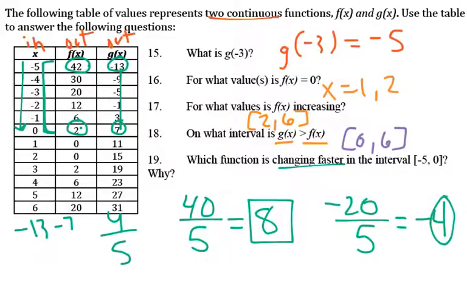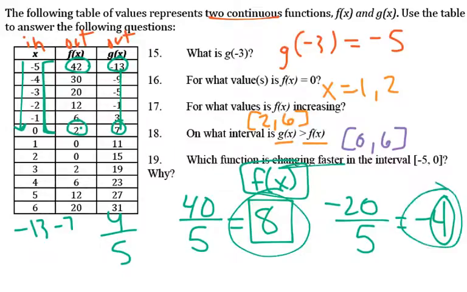Is 4 faster than 8? No. So f of x is changing faster because its slope, its average rate of change, is greater than that one. And had this been negative 9, we would have chosen g of x. But because of negative or positive, we're not really thinking about that. Changing faster is just the absolute value of it. So 8 is bigger.